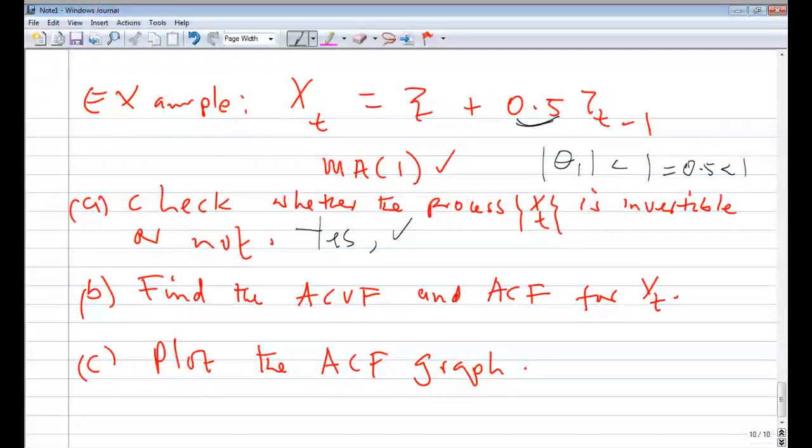Autocovariance functions. I'm giving you 12.19, 3 minutes to answer number B. So 12.20, 21, 22. By 12.22, you should have done. So just do it.